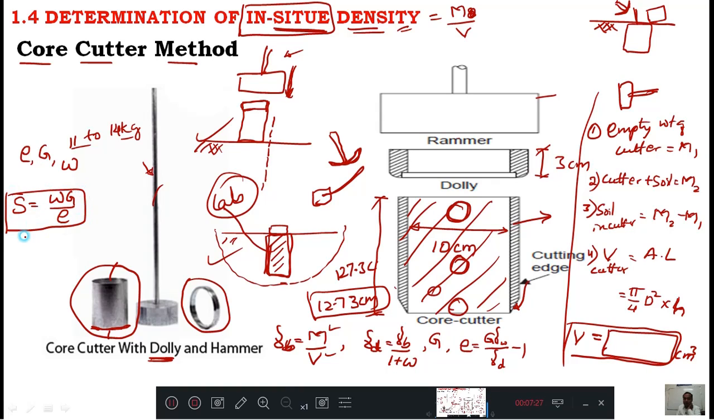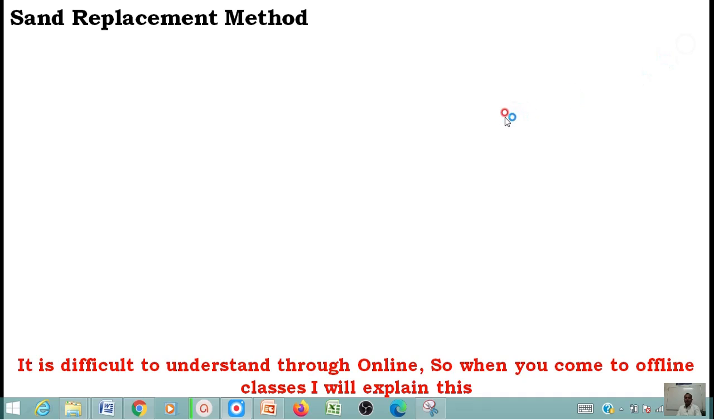When you know S, you can get Ac. Ac equals 1 minus S. When you know this, then you can get Na. Na equals n into Ac. What is n? n equals e divided by 1 plus e. See, all the others are known to you. With the core cutter method you performed, you came to know all the properties of the soil. Okay? We studied the core cutter method.